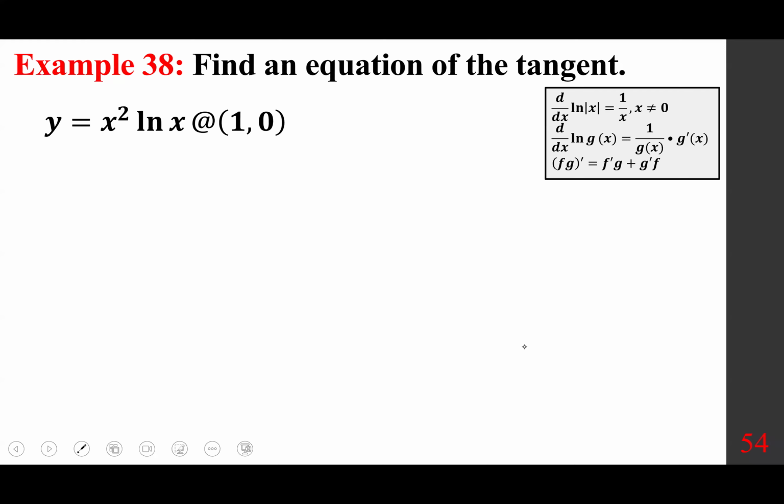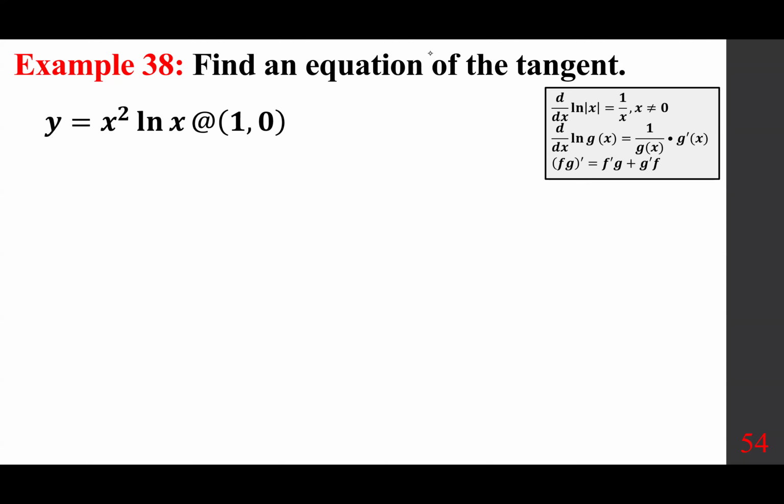We want to find the equation of a tangent line for the function y equals x squared ln x at (1, 0). We need two things. We need a pair, which is given, x, y, and we need the slope. To do so, we have to differentiate and plug in.